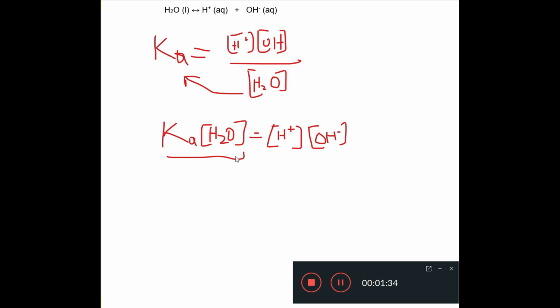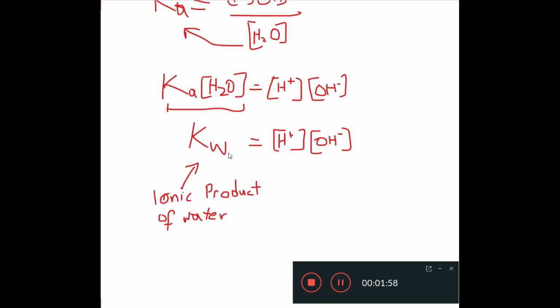But Ka times H2O is all one big constant that we put together and we call Kw. Right, so Kw will be equal to the product of the hydrogen ion concentration and the hydroxide ion concentration. Kw is known as the ionic product of water, and it stays constant as long as the temperature is at 25 degrees Celsius. This is a very important equation for you to remember. Kw equals the product of H plus concentration and the hydroxide ion concentration at 25 degrees Celsius.